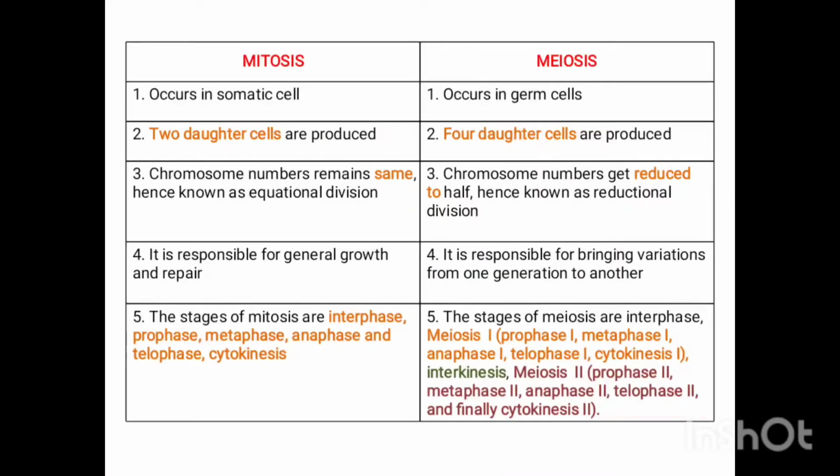The process of mitosis occurs in the somatic cells of our body, like the epithelial cells or the blood cells, and the process of meiosis occurs in the germ cells of our body. The formation of male gamete and female gamete are due to the process of meiosis.